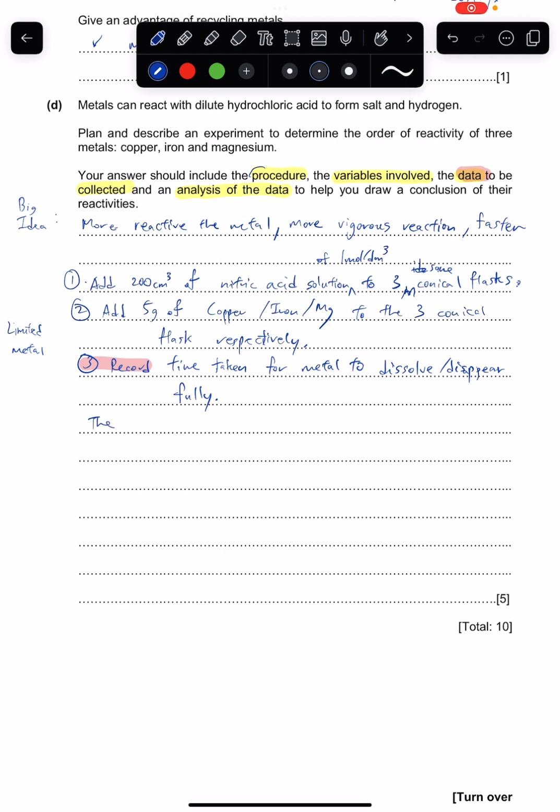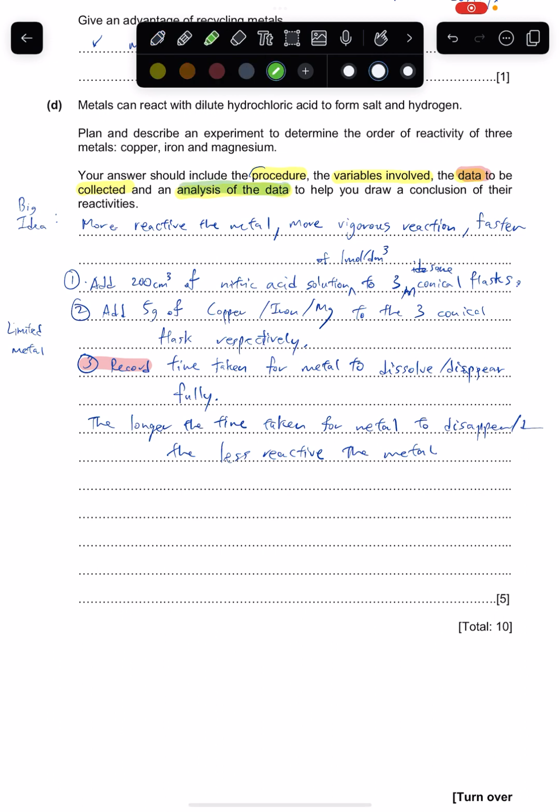The longer the time taken for the metal to disappear or dissolve, the less reactive the metal. That's it. That is basically your analysis.